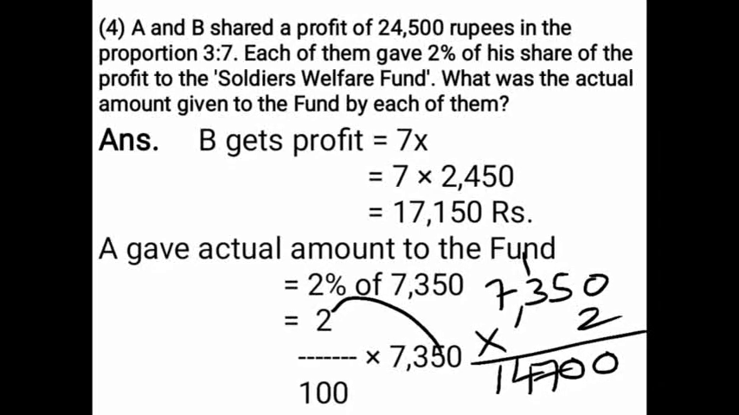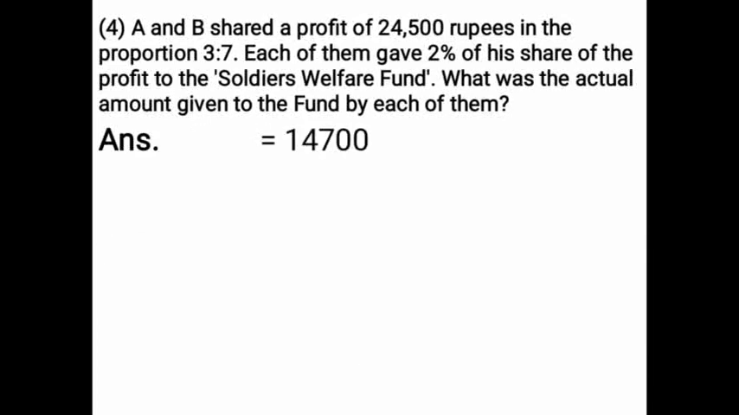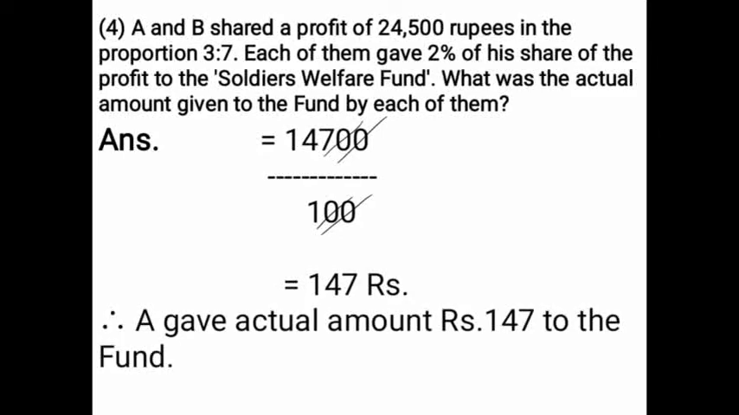If you are not cancelling the zeros, I multiplied this first. 7350 into 2, I am getting the answer 14,700. That is equal to 14,700 upon 100. Now you have to cancel both the zeros on numerator and denominator, like this way. 147 upon 1 coming. So the answer is 147 rupees. Therefore, A gave actual amount rupees 147 to the fund.